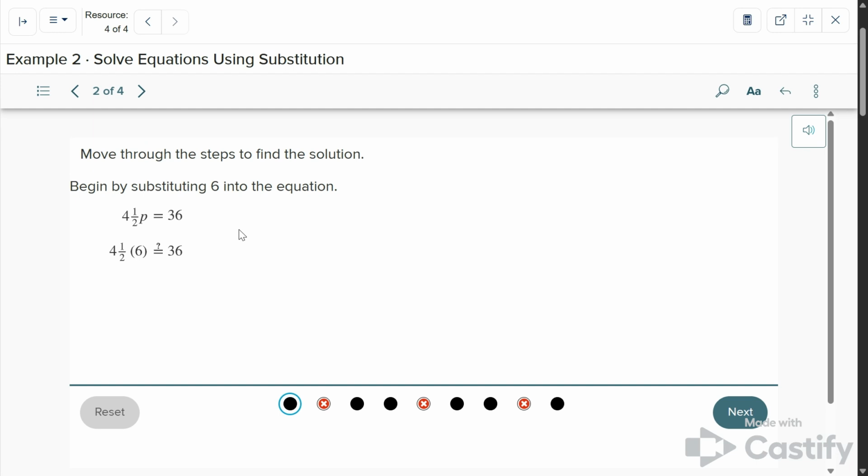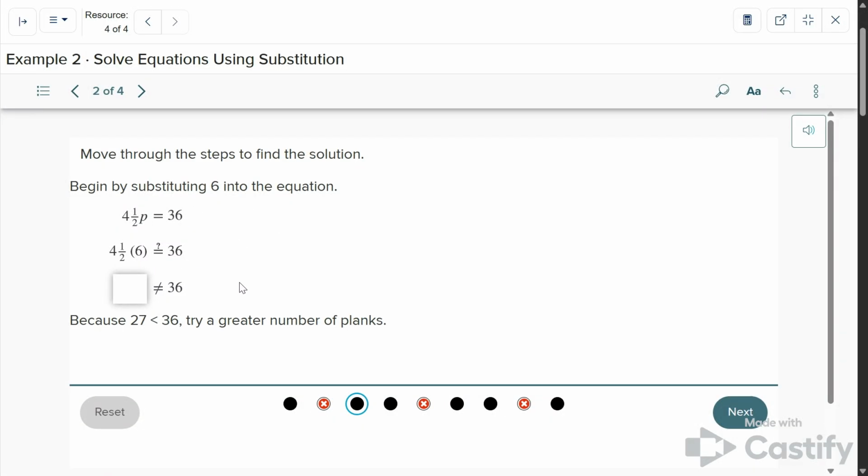So anyway, let's guess 6. 4.5 times 6. Does that equal 36? Does it? No, it doesn't. What does it equal instead? Blank, according to this. I don't know why it's doing that. It's not letting me type either. So cool. All right. Anyway, it's not 6. Let's try something else.